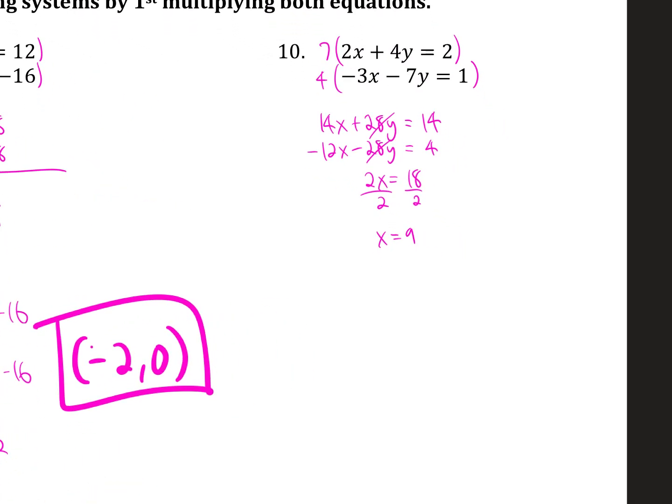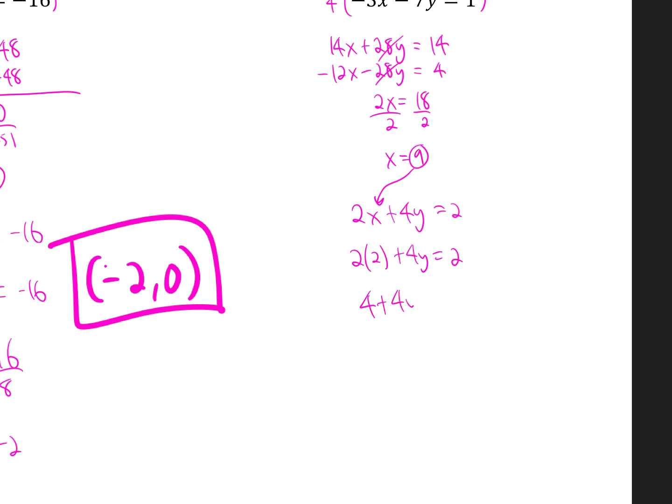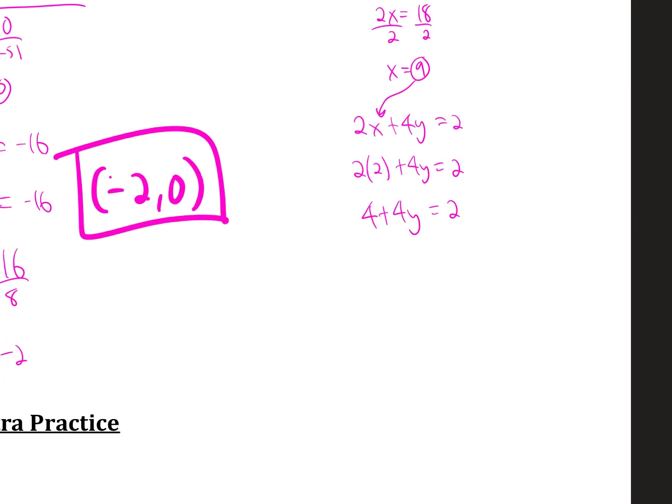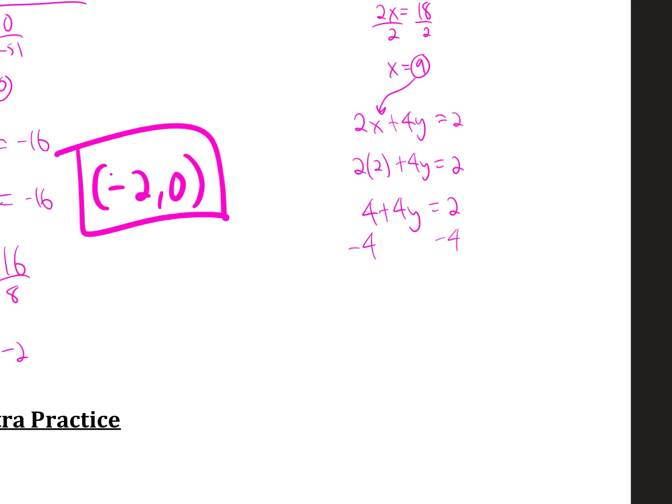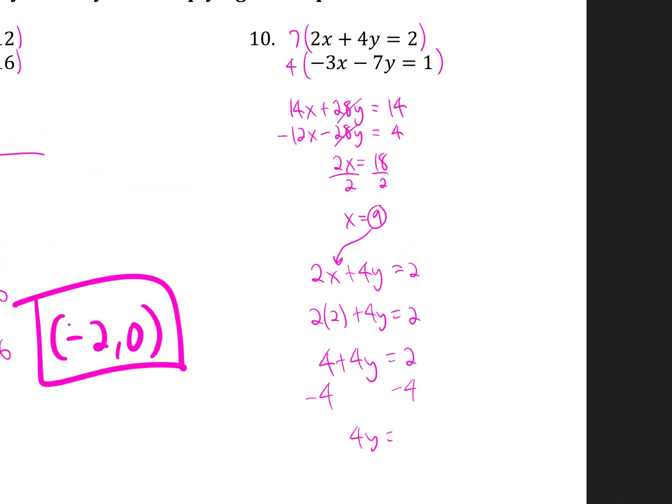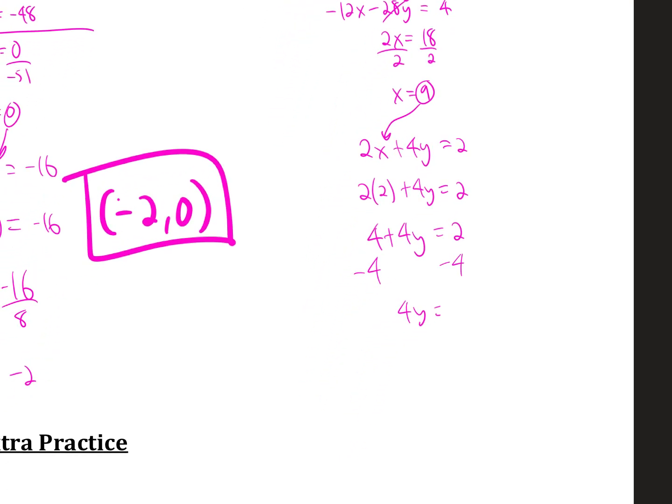All right, and then we've got to plug in here. I'm going to plug into the top one. Either one would work, though. So we're going to plug in this x here. So we get 2 times 2 plus 4y equals 2. And so we have 4 plus 4y equals 2. And then minus 4, minus 4. So 4y equals, I think I goofed something up here. Let me see. What did I goof up? Oh, it should have been 9. I put 2 here. Whoops.